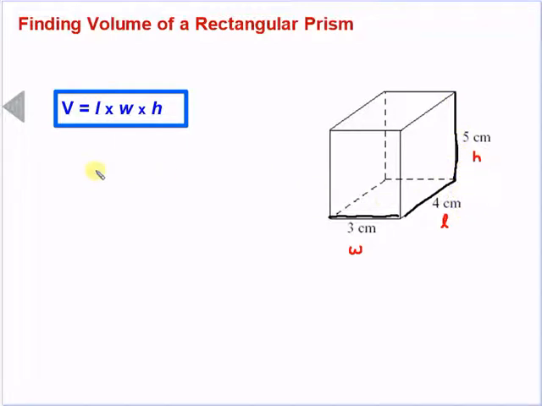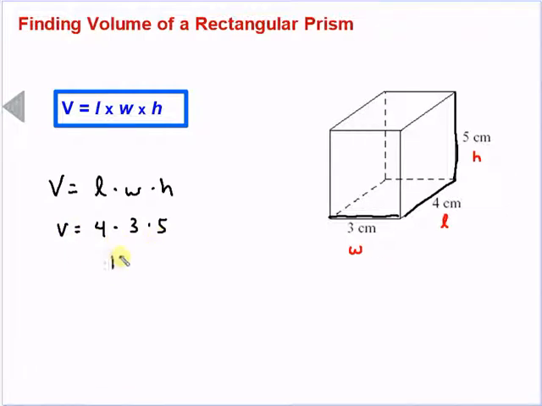Now if we follow our formula, which we can do now because we know how it actually works, that we're filling this little thing up with little unit cubes, and we're trying to find out how many there are. And we can go ahead and use our formula. So volume is going to be equal to length times width times height. And in this case, our length is 4 centimeters, our width is 3 centimeters, and our height is 5 centimeters. So volume will be equal to 4 times 3 times 5.